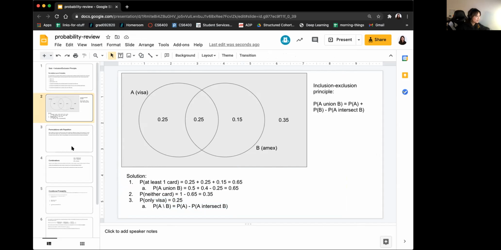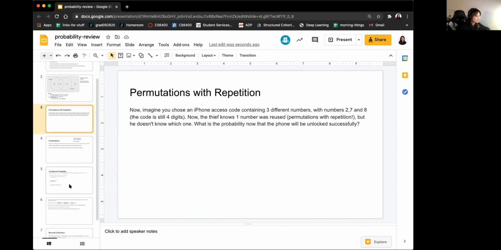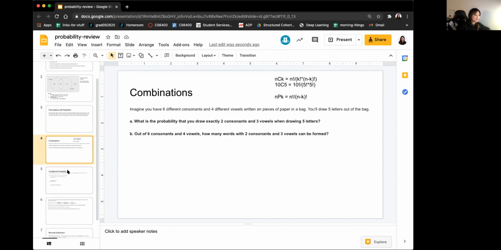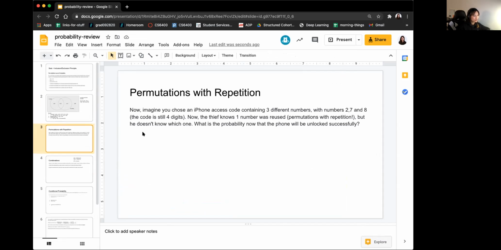So the next thing we're going to talk about is along the same lines, permutations and combinations. With permutations and combinations, the first thing people get stuck at is when to use which. I will say that it took me a while to also get used to which one to use when. But the main rule of thumb is in permutations, the order matters, and in combinations, the order doesn't matter.